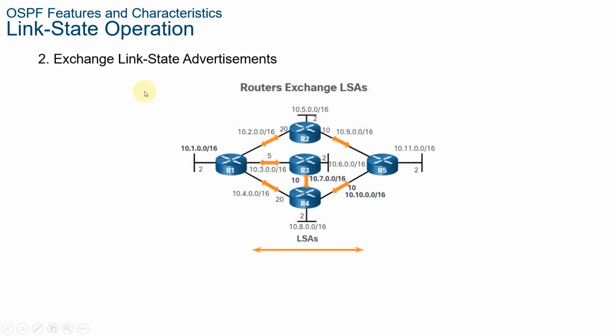The next step is to exchange link state advertisements, or LSAs. After the adjacencies are established, routers then exchange LSAs. LSAs contain the state and cost of each directly connected link. Routers flood their LSAs to adjacent neighbors. Adjacent neighbors receiving the LSAs immediately flood the LSA to other directly connected neighbors, until all routers in the area have the LSAs.